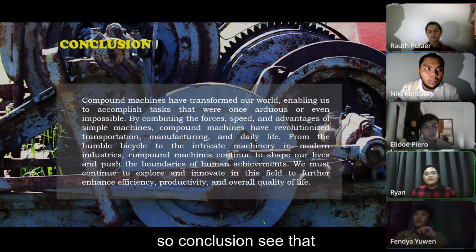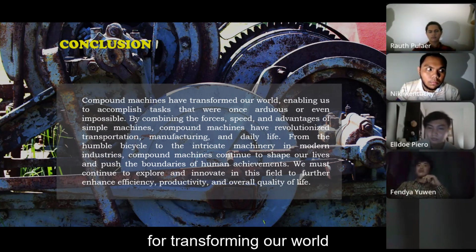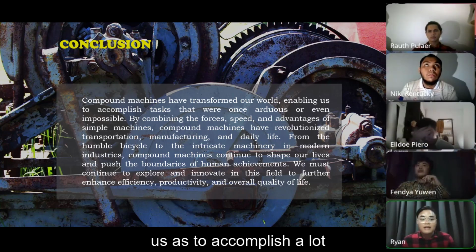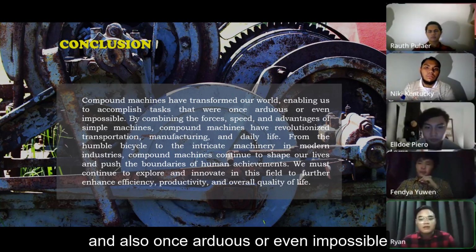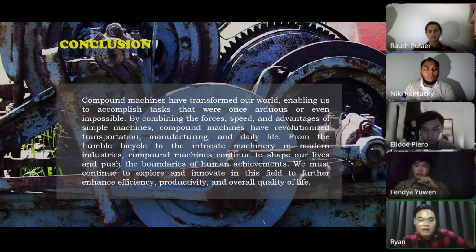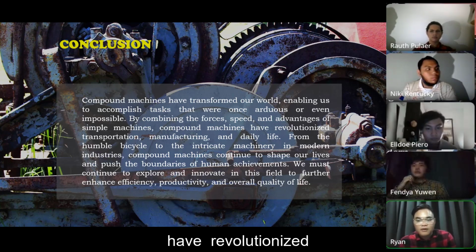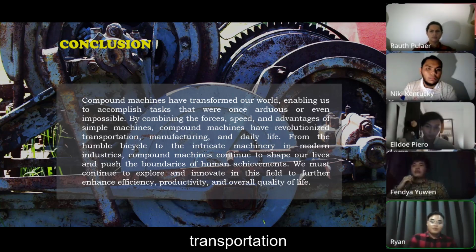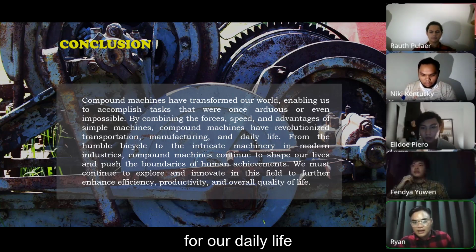Alright, as we can see, compound machines have a lot of benefits for transforming our world. They help us accomplish a lot of tasks, and also some that were once impossible. By combining the forces, speed, and advantages of simple machines, compound machines have revolutionized transportation and manufacturing, and also our daily lives.